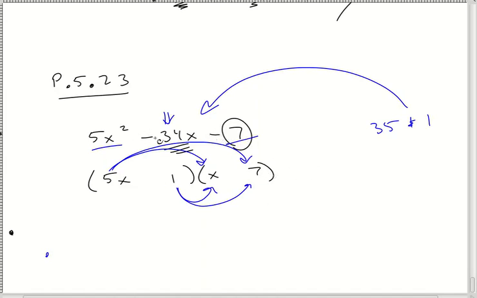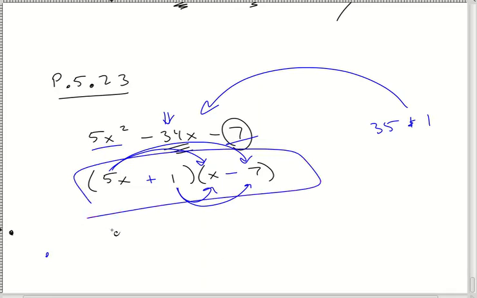Notice that we have a minus sign here and here. I want a negative 34. I had a 35. So what if I have a negative 35? I'm going to add 1 to it. That's your answer.